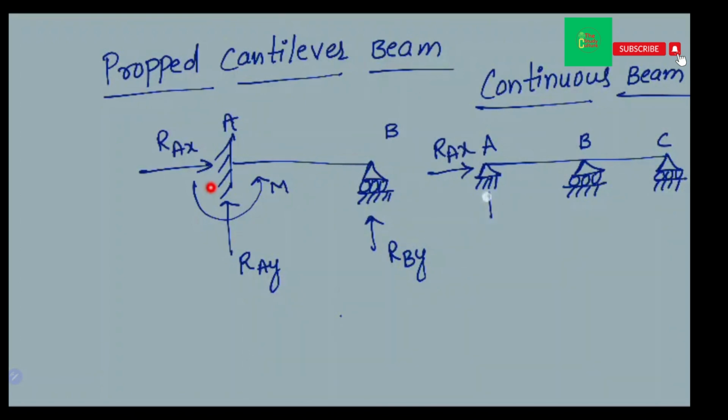Reactions RAX, RAY, RBY and RCY. It does not stop here. It will continue. A beam with two or more supports is called a continuous beam.